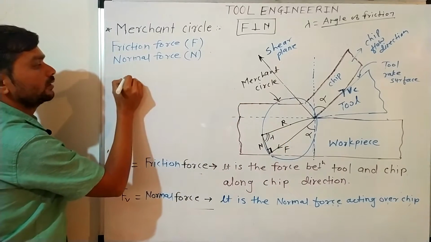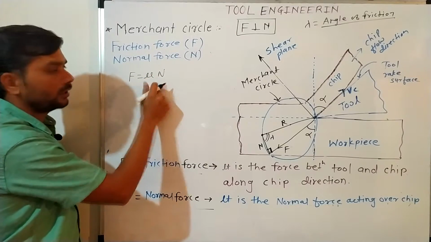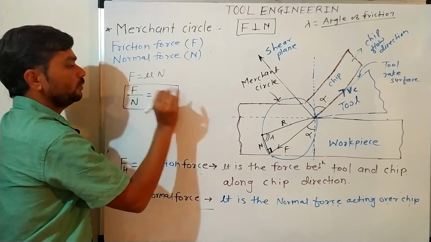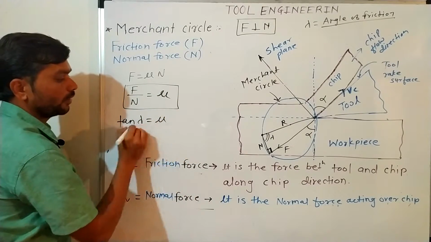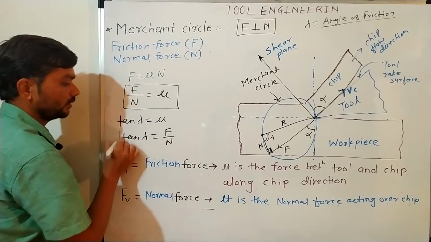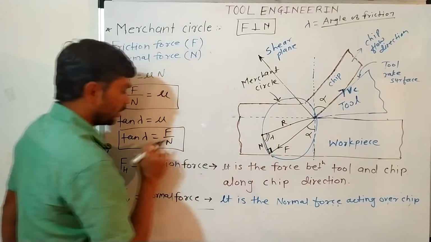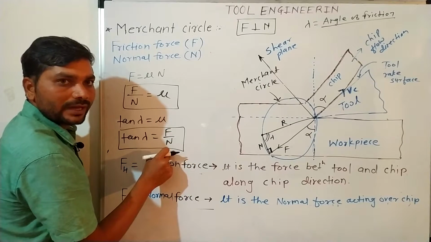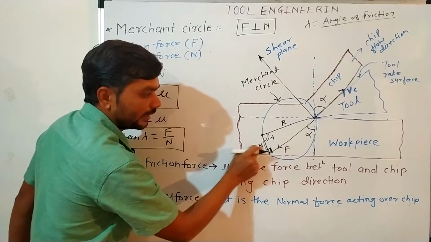We know that there is one formula, F is equal to mu N. According to this formula, mu is equal to F by N. Also we know another formula, tan lambda is equal to mu. So by using these two relations, we get tan lambda is equal to F by N. Considering this angle as lambda, according to the geometry, tan lambda is equal to front side upon adjacent side. So front side is F and adjacent side is N.